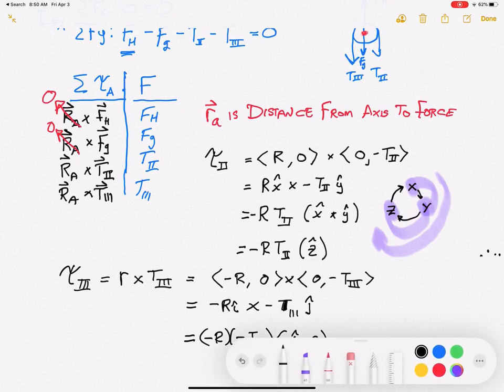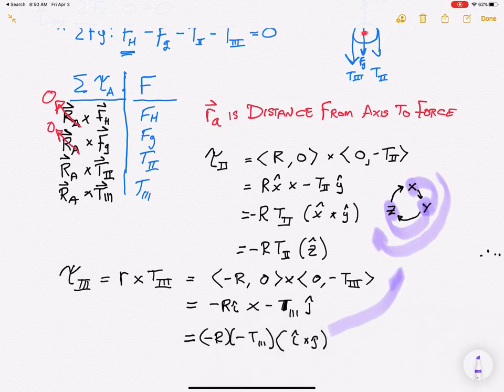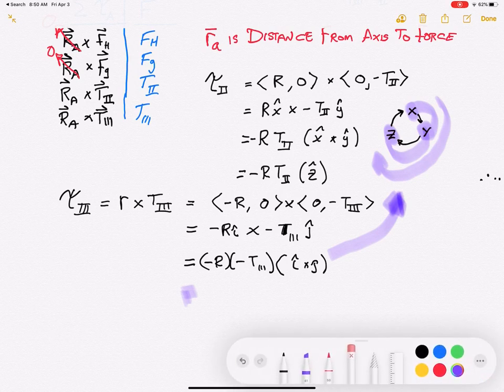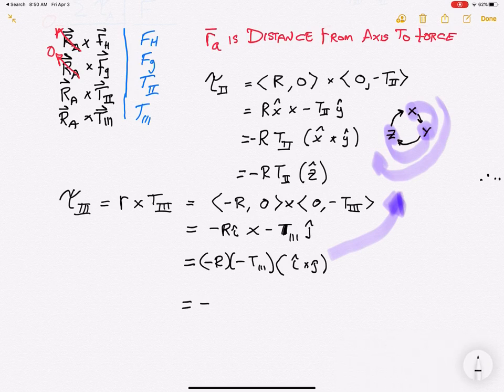So we can use this same information up here because we're just doing i cross j, and we're going to wind up with a value that is positive radius T3 as our final answer for the torque in the, I'm writing down Z because it's a habit, but we chose to do IJK in this example, so that's going to be k hat.